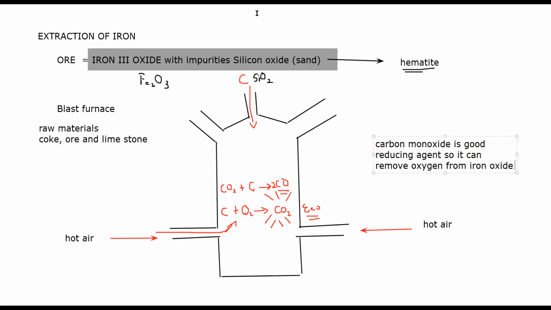So then we add the ore. What is the ore here? Iron oxide is the ore, but it also contains impurity. Sand is also there. We add it from the top. So when we add this ore from the top, the iron oxide reacts with carbon monoxide. It will produce iron and carbon dioxide.